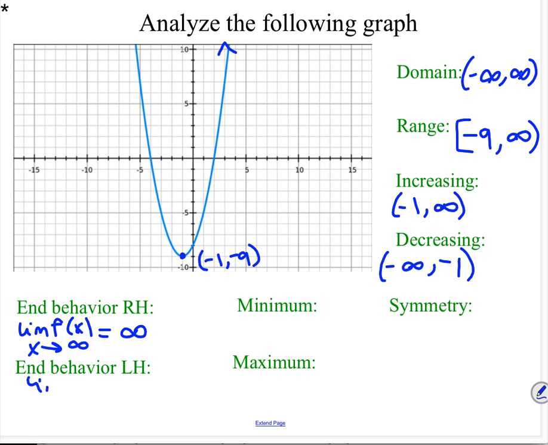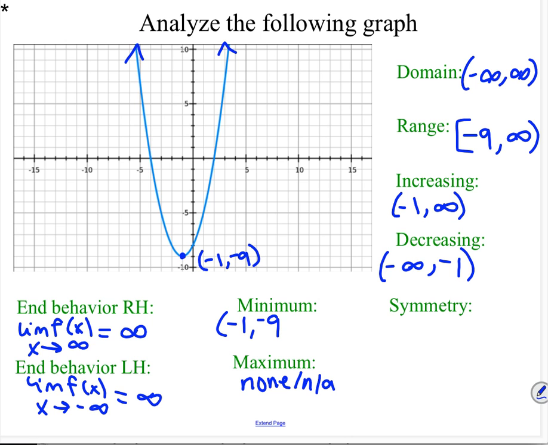And the same thing for the left hand behavior. The limit of f of x as x goes to negative infinity, which is to the left, is going to also be positive infinity. There is no minimum. So you can write none, you can write NA, you can just leave it blank. Oh, shoot, sorry. That is for maximum. There's no maximum. But there is a minimum, and you could list it at -1, -9, or you could just say -9, or you could say y equals -9.